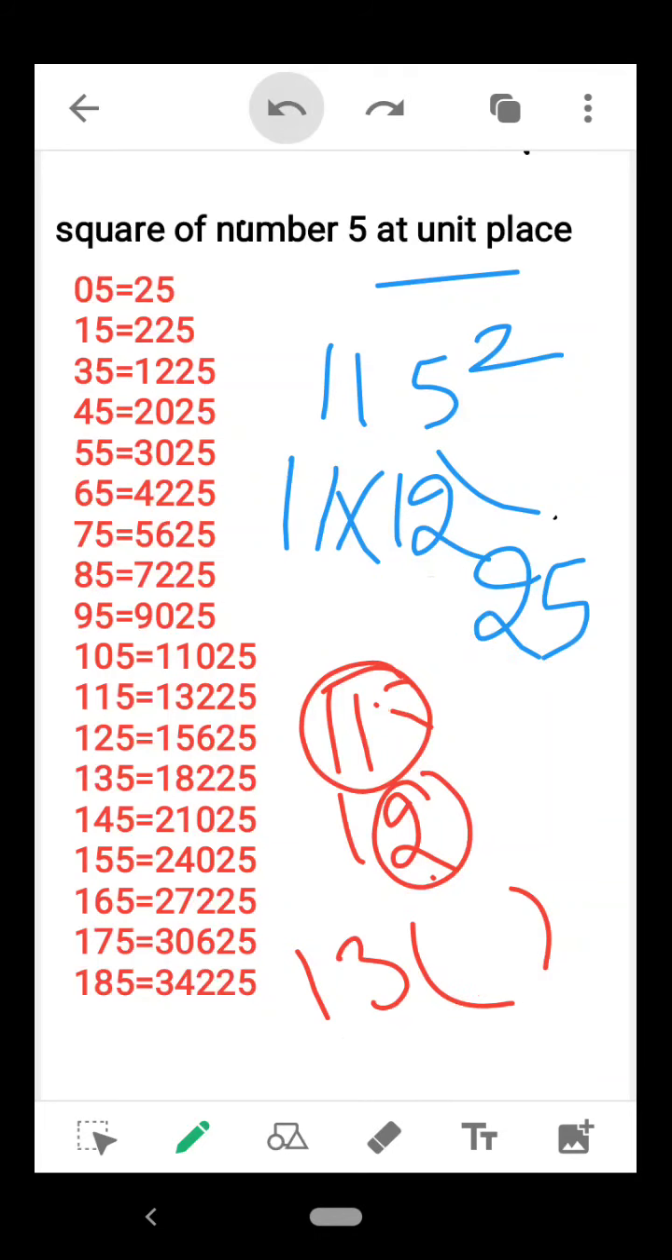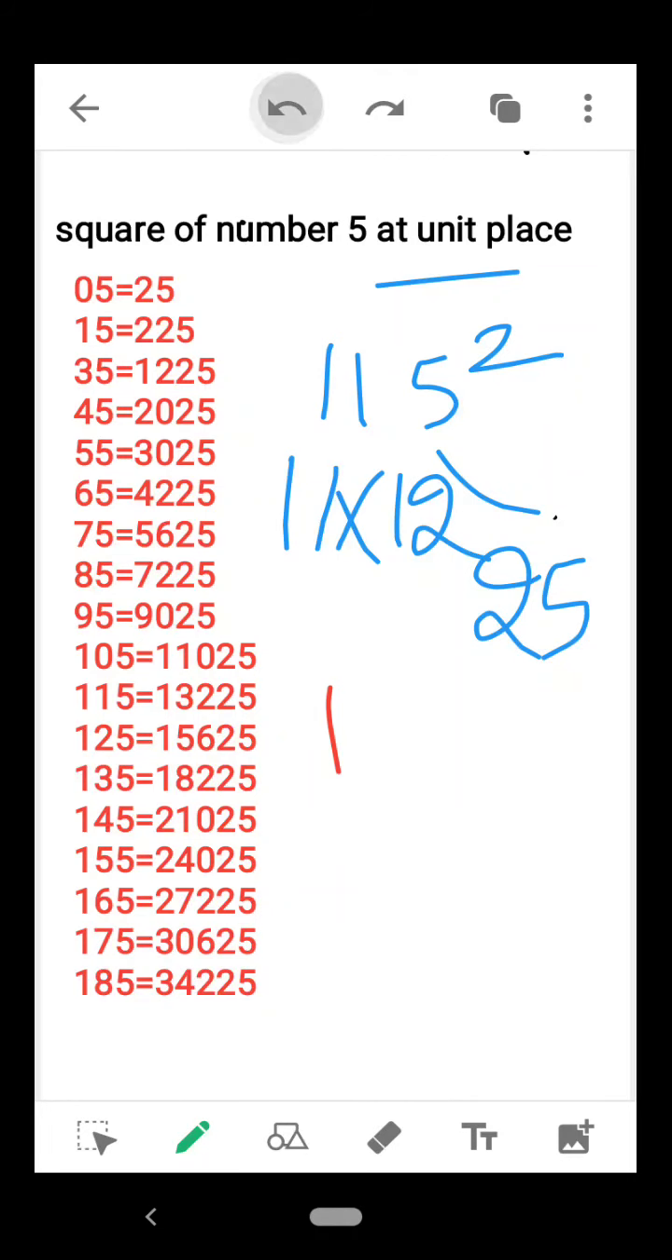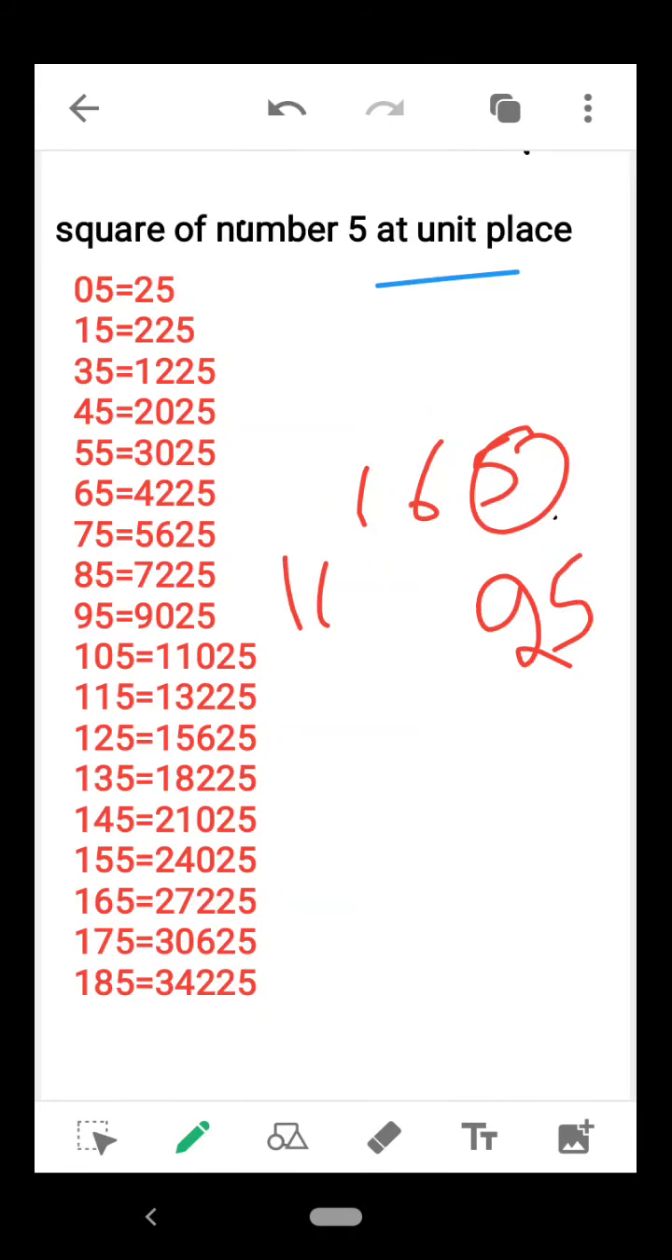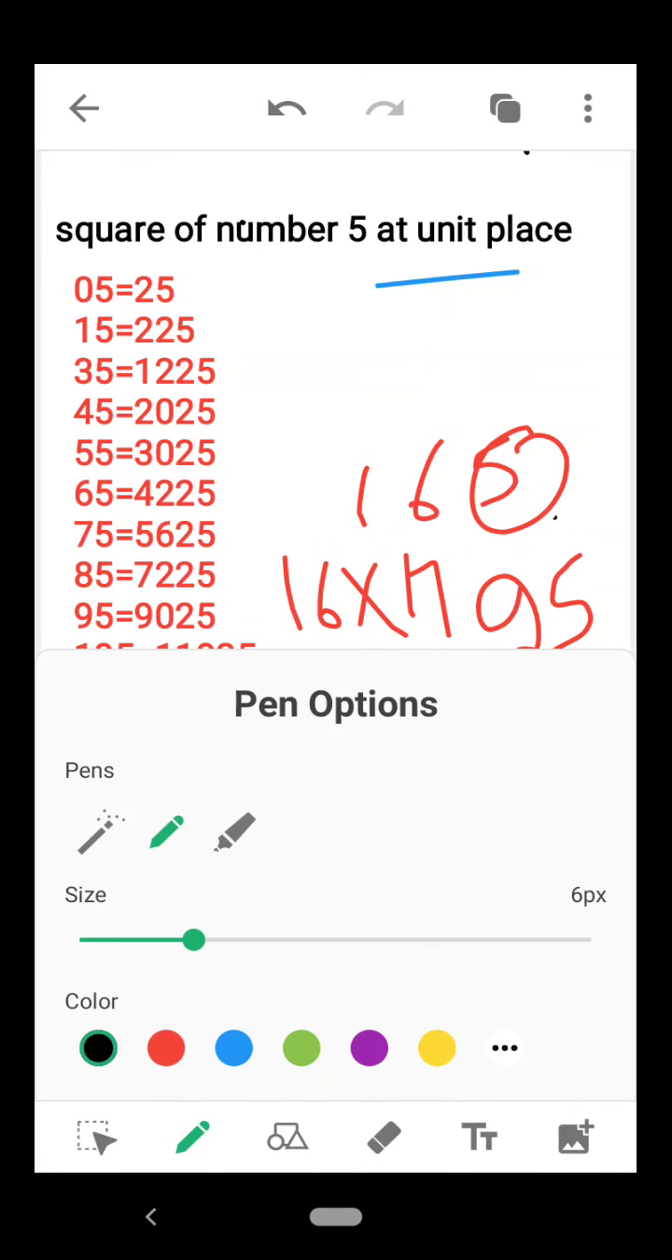Take another example. इसी तरह से आप कोई भी जो 3 डिजिट्स की स्क्वेयरिंग करनी है जहाँ पे 5 एट यूनिट प्लेस हो, आप इसी वे में उसे सॉल्व कर सकते हो. So I'll take the example of 165. So 5 square is 25. 16 के बाद 17 आता है तो 16 और 17 को मल्टीप्लाई कैसे करना है?